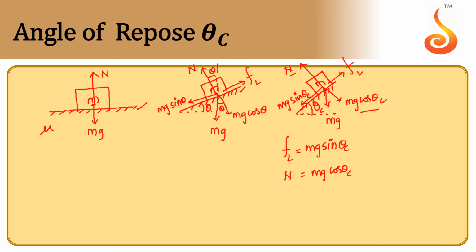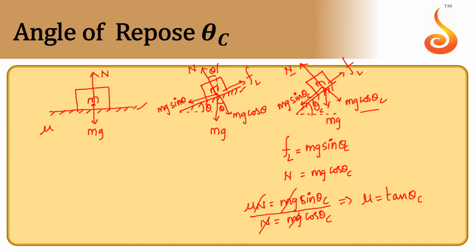We know that limiting friction is nothing but mu into N. So mu into N is equal to mg sin theta c, and N is equal to mg cos theta c. Let us divide both. So what happens? N gets cancelled, mg gets cancelled. So what we get? Mu is equal to tan theta c, where theta c is nothing but the critical angle or angle of repose, the angle at which the block slides down.